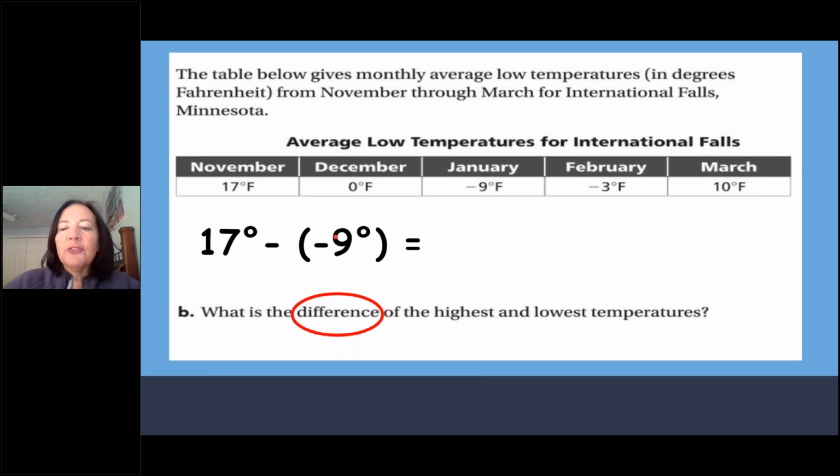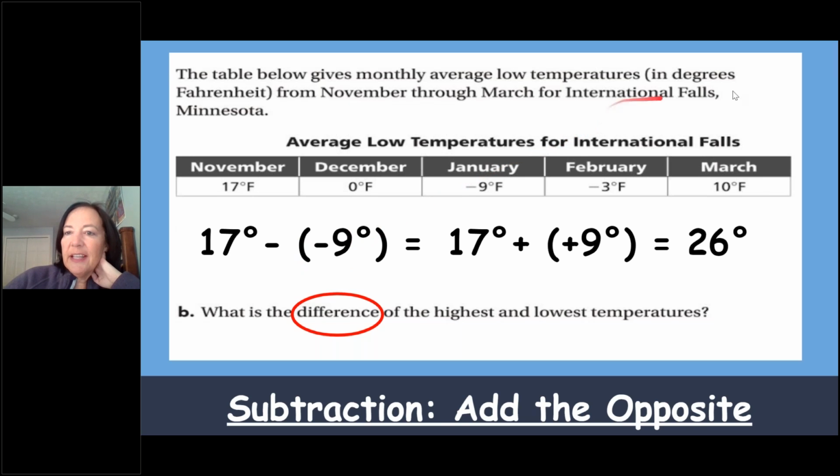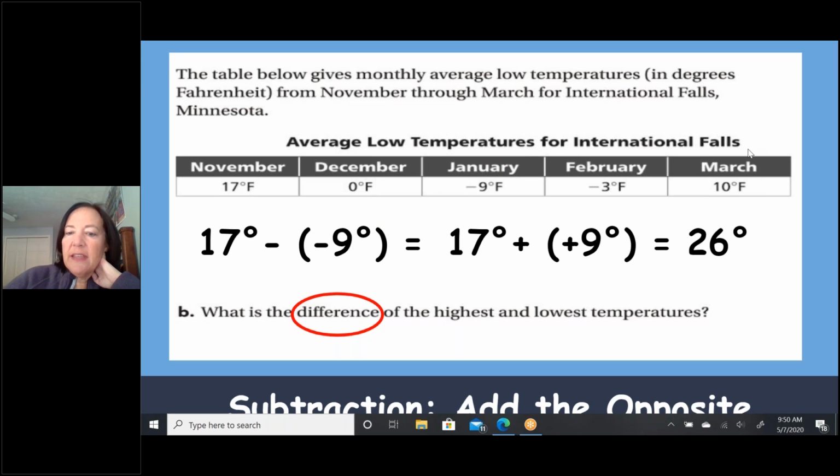I can't tell you how many students look at this chart and think, oh, well, -3 is a lower number because its absolute value seems lower. But positive 17 minus the -9, we're going to add the opposite. So it's going to be like 17 plus a positive 9, rewriting it to add the opposite of -9. And the answer is 26. Did it show me? Yes. Perfect.